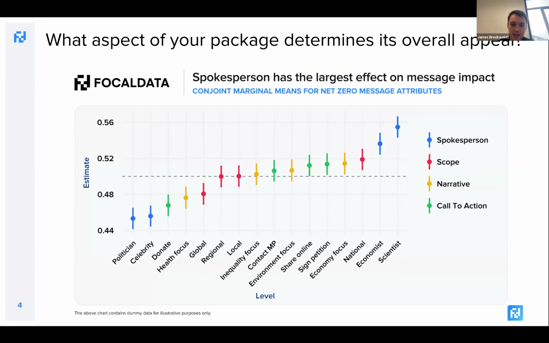So if we look at these results here, what stands out is that the spokesperson is really important. So on the far left here, politician and celebrity have the lowest scores, so that means that they were selected the least amount of times. On the right-hand side, we have economist and scientist, so they have the highest scores, and that means they were selected the most amount of times. So essentially what this is telling us is that the spokesperson really matters. We talk about scope and narrative, call to action, but what this is saying is that really what's driving people's decisions during this conjoint experiment was who was saying it. So it wasn't just the message that mattered, it was the messenger.